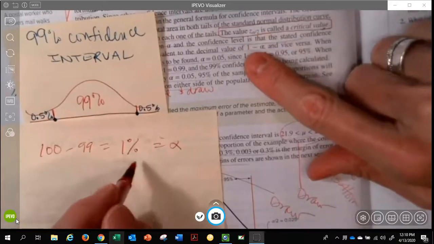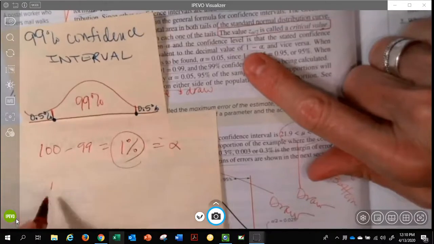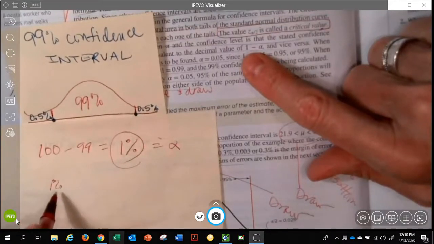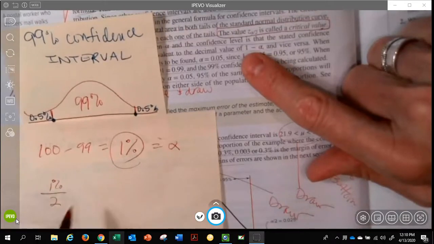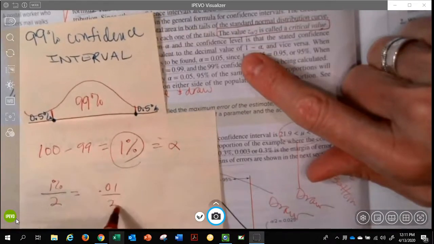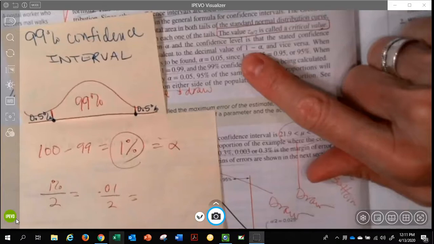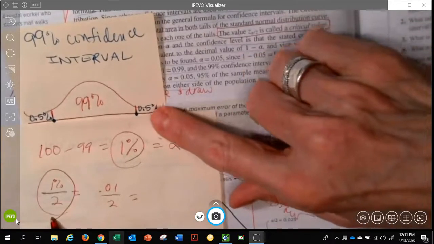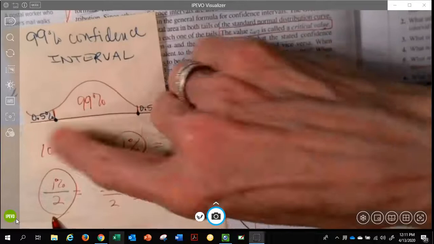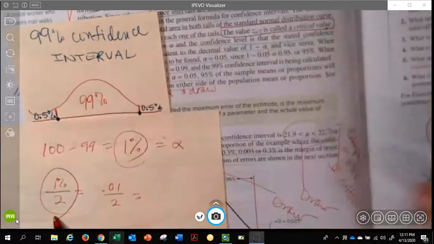But in this particular situation, we don't want z sub alpha, we want z sub alpha divided by 2. So I need to take my alpha, which is a 1%, or however you want to see it. We're going to divide it by 2, or you can call it 0.01 divided by 2. Either way we go, this is going to turn into, as I've already written in, 0.5% and 0.5%.